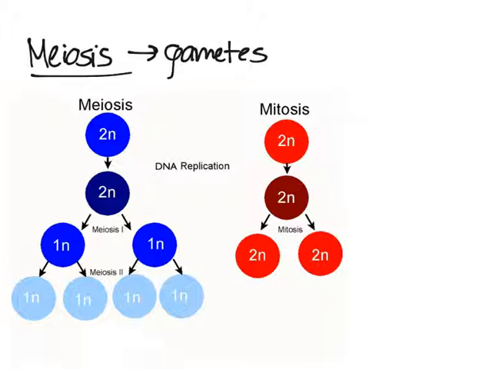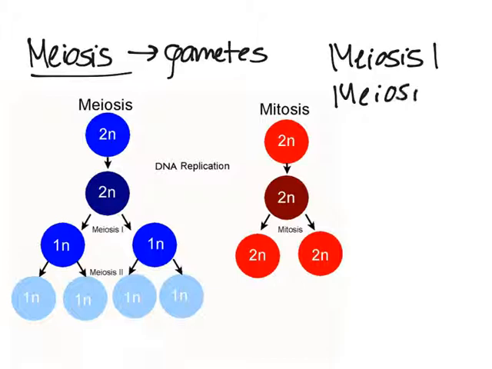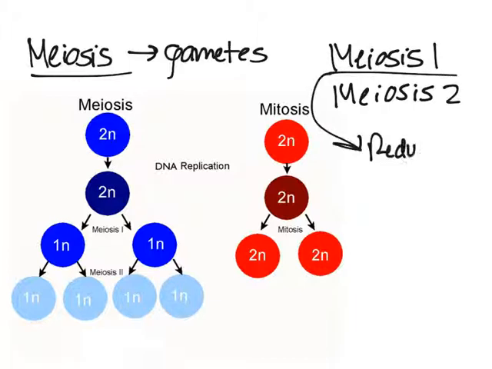And so meiosis is split up into two steps, meiosis I and meiosis II. And so meiosis I is the reduction division, in which the chromosome number is cut in half. As you can see right here, meiosis I, it goes from 2n to 1n.